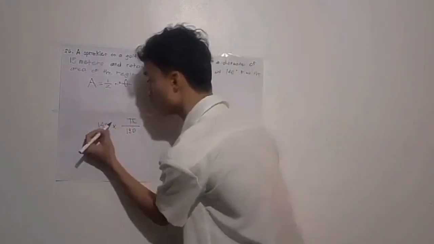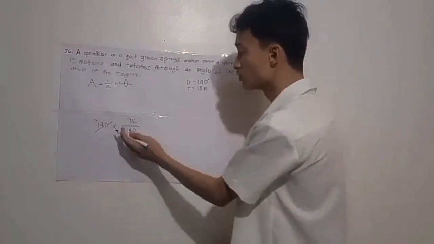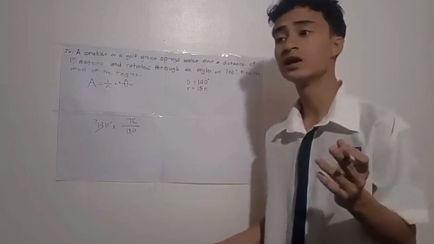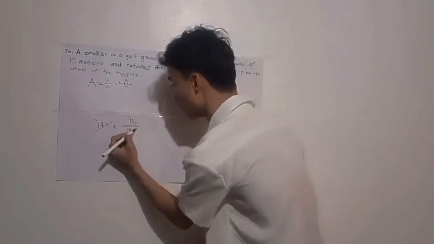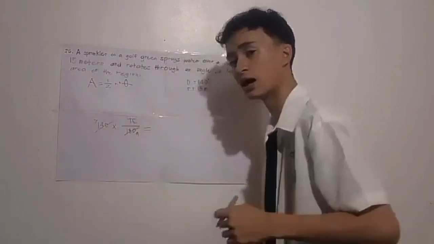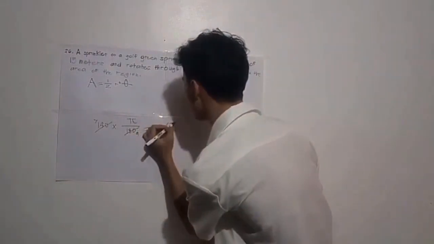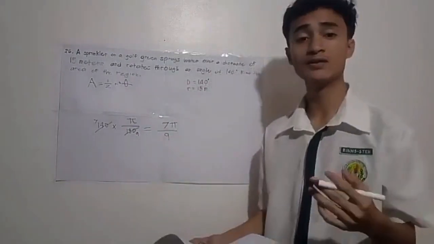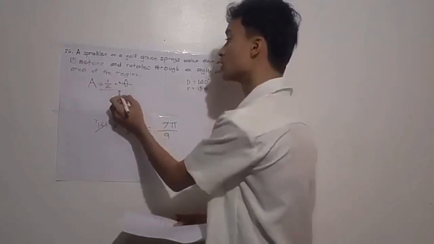So we're gonna cross out 140 and put 7 over here. And the same goes for 180. 180 divided by 20 is 9. So we're gonna cross out 180 and put 9. And that's how we get our radian, 7 pi over 9. And for the final part, to get the final answer, we're gonna use our solution.